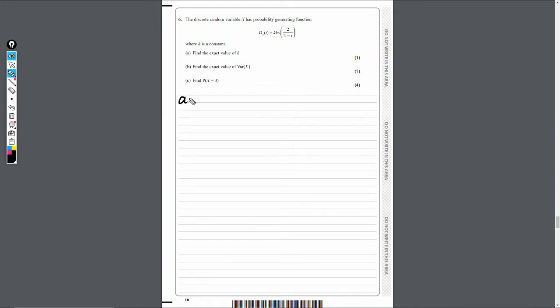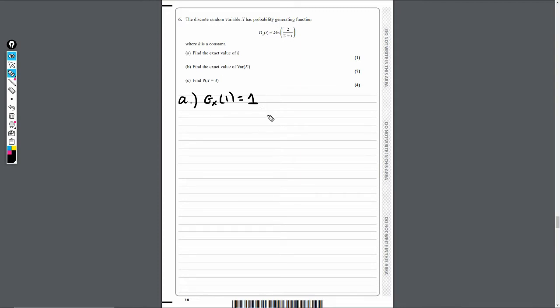It's pretty nice as a question here. So for the exact value of k, you've just got to be aware of the fact that if you sub 1 in here for t into this generating function, this whole function will be equal to 1. So what we're saying here is that g of 1 makes the whole function equal to 1. So can we use this now? Of course we can. We can use this now to obtain the value for k.